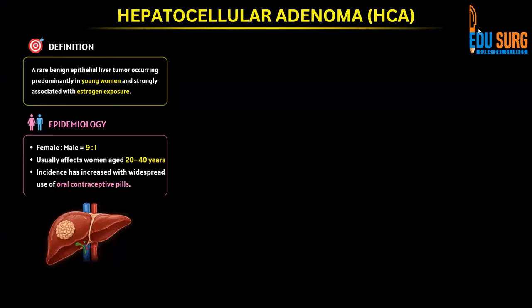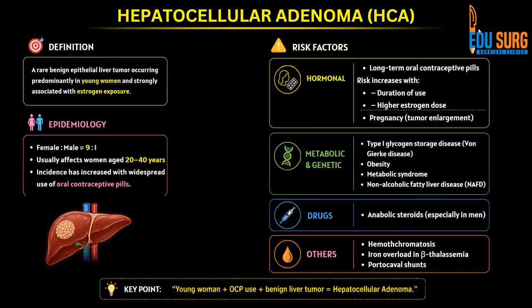So coming to hepatocellular adenoma, it is a rare benign epithelial liver tumor occurring in young women, and it is strongly associated with estrogen exposure. Female to male ratio is 9 is to 1, commonly asked in exams. Affects women between 20 and 40 years age group, and incidence has increased with widespread use of oral contraceptive pills.